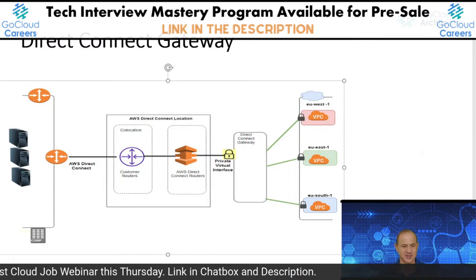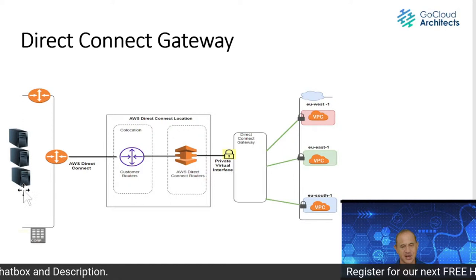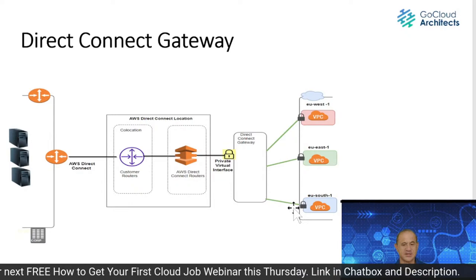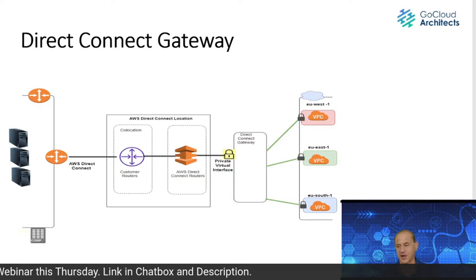In this particular environment, look at what we've done. We've got our organization. We connected the Direct Connect location, which is then cross-connected to the AWS environment. We can be connected to different VPCs, for example, in different regions. We could be connected to one location in a public and private. So we've got a lot of flexibility with what we can do here.